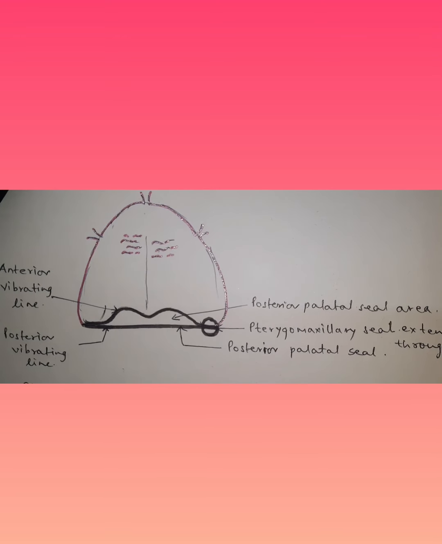Now, posterior palatal seal, or commonly we refer to it as PPS, is one of the limiting areas in the maxilla. Before going into detail about posterior palatal seal, I will advise you to go through my previous video that was on biological considerations of maxilla and mandible.